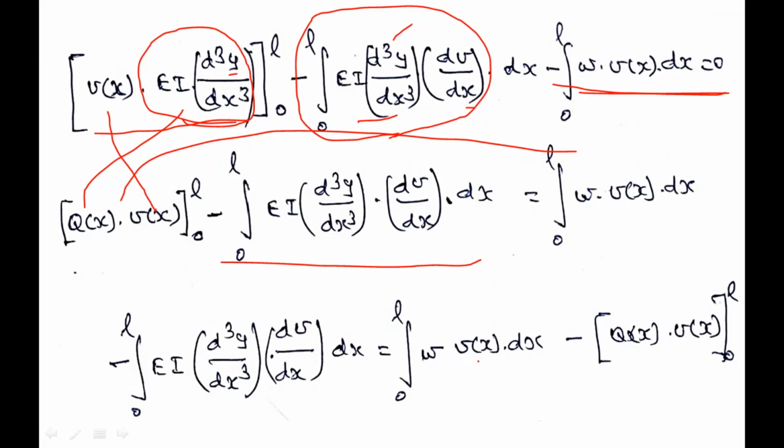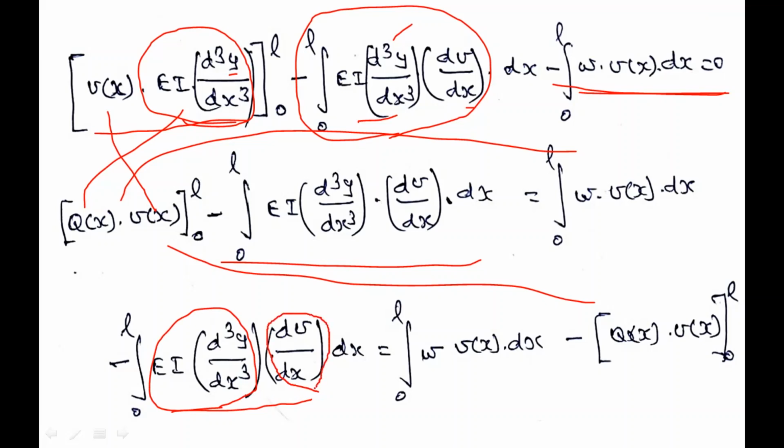Now integral 0 to L w v(x) dx, minus, we are taking this term to the right hand side, so q(x) v(x) from 0 to L. For this left hand side integral, again it is an integro-differential equation. We are going to apply the integration by parts formula again. So by considering this part as dv, this as u, when you apply this, the third order differential operator will be reduced by half.